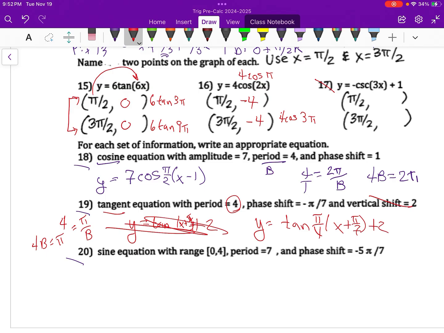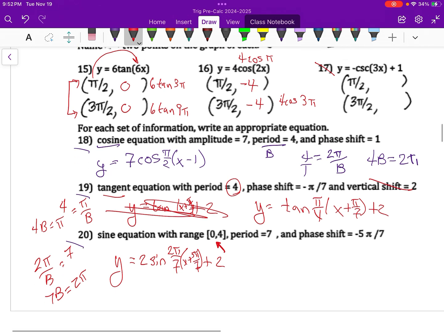Okay? Sine graph with a range. Now, when we start talking about the range, we actually are going to use that to help us find the midline and to find the amplitude. The amplitude is going to be 2. The midline is going to be right in between those two things, which is 2. The period is 2 pi over b is equal to 7, so 7b is equal to 2 pi, or 2 pi over 7. And then you put the phase shift on the inside here, which is x plus 5 pi over 7. And wow, I made that all so small. So lame. Okay? All right.